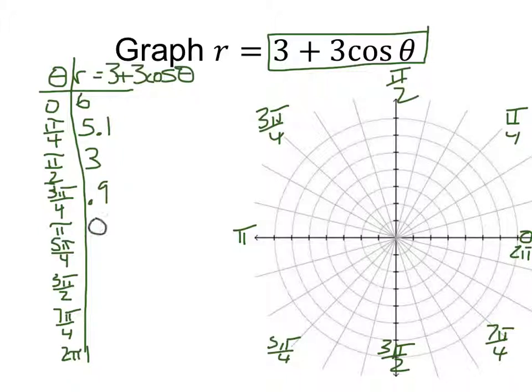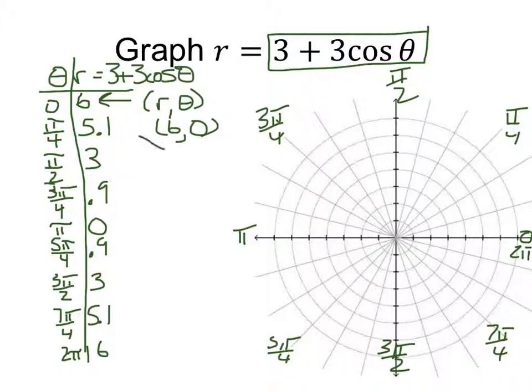For pi, I get 0. And then you're going to notice that we have that same pattern, but going backwards. I'm going to get a 0.9, a 3, a 5.1, and a 6 when I plug these into my calculator. Remember, our ordered pairs come in the form r, theta. So this point here is going to be 6, 0 radians. This next point here is going to be 5.1, pi over 4, and so on and so forth.